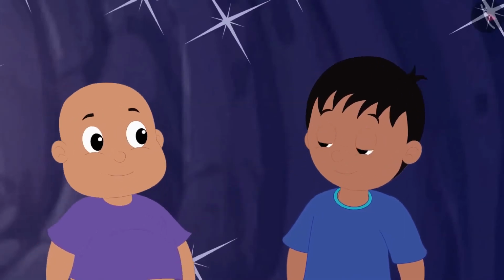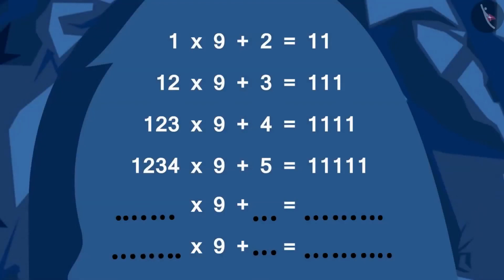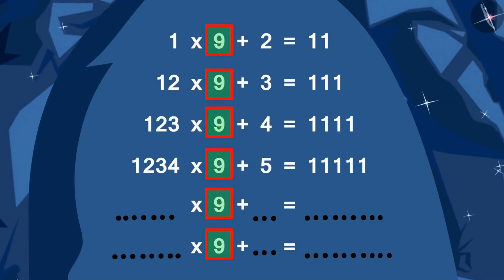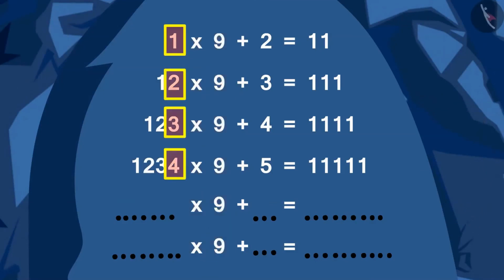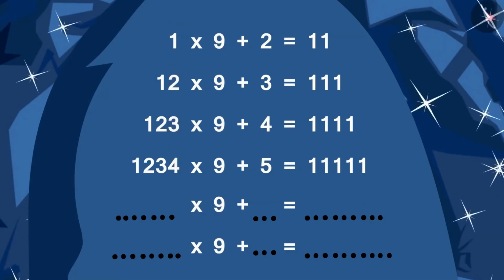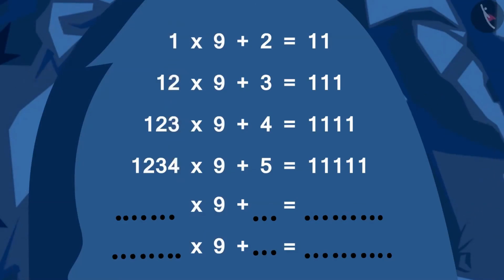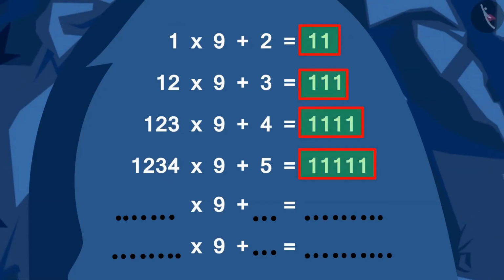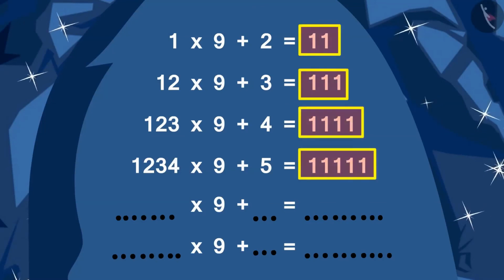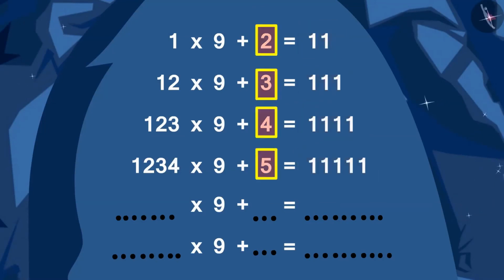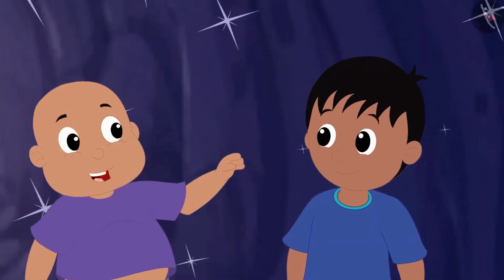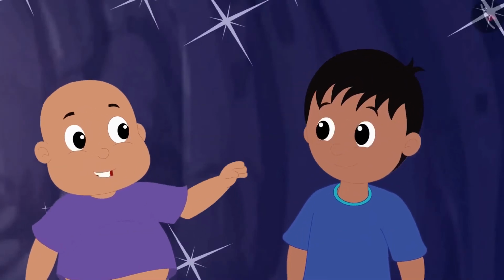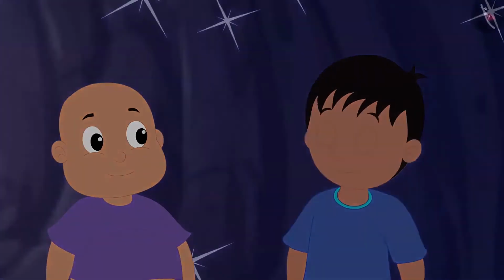Bablu told Raju. See, Bablu, every time a new digit is added to the number that is multiplied by 9, and it is one more than its previous digit. Yes, Raju. And have you seen one more thing? The number of ones in the answer is exactly equal to the number with which it is added. Raju, we seem to have found the rule of this number pattern.